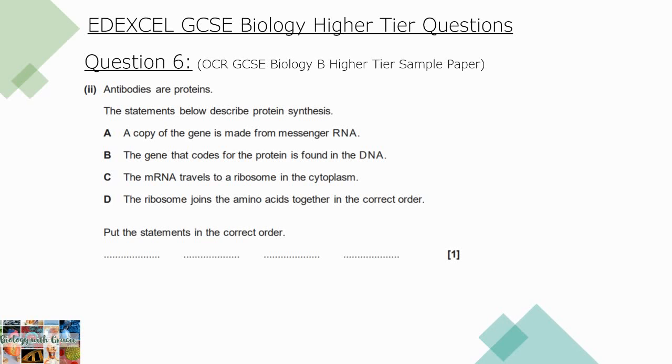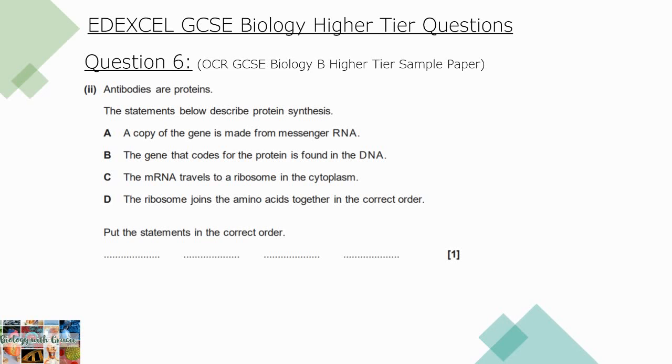So we know that the first stage of protein synthesis is transcription and the second is translation. So it's evident that we've got 2 statements on transcription, A and B. So B, the gene that codes the protein is found in the DNA. So this is going to be our first statement. This is the first thing that happens in protein synthesis. And then A, a copy of the gene is made from messenger RNA. So then we know that RNA polymerase brings the RNA nucleotides to the template strand, and the base is complementary base pair, and then the messenger RNA strand is formed. And this is a copy of the gene.